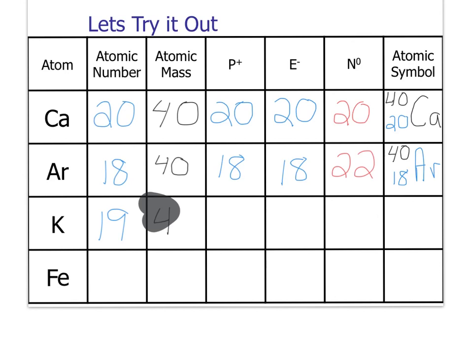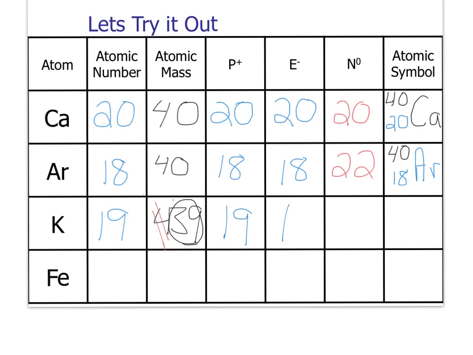For some reason, my eraser does not want to work very well. So I will just cross that out if I could get the right thing hooked on here. Just cross that out, and write 39. We'll circle it.